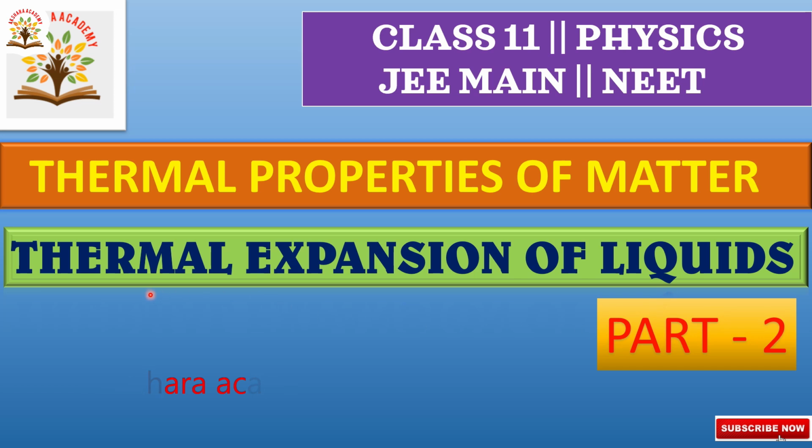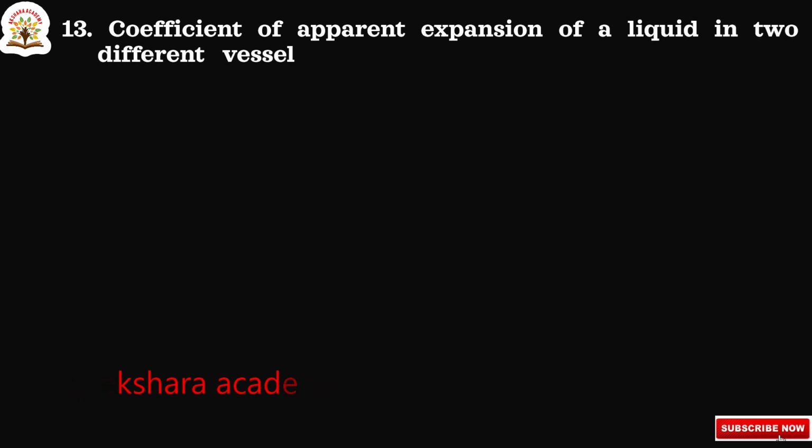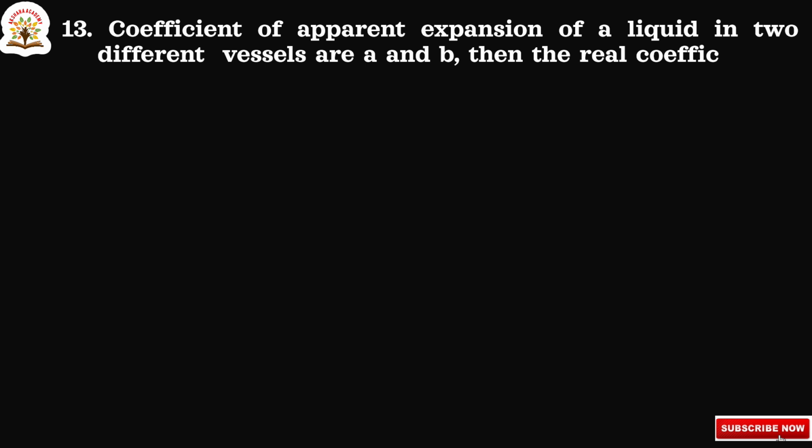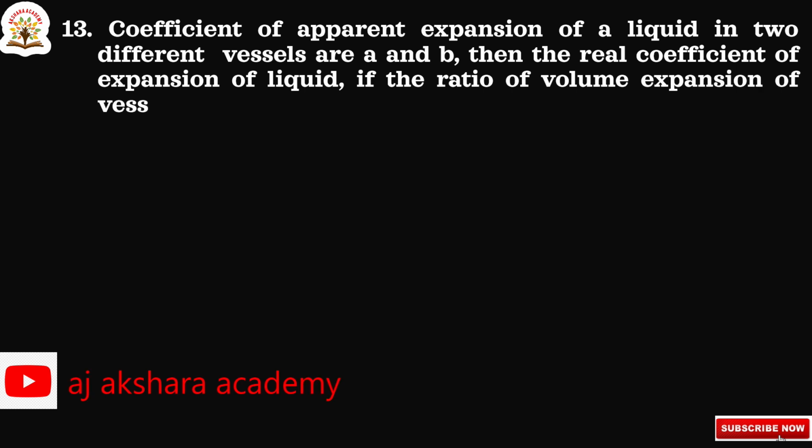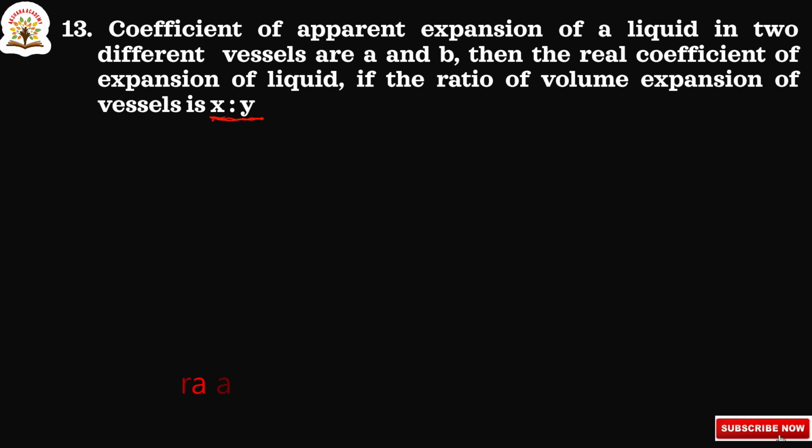Let us go to today's topic, thermal expansion of liquids, part 2. Go to this question. Coefficient of apparent expansion of a liquid in two different vessels are A and B. Then find the real coefficient of expansion of the liquid if the ratio of volume expansion of vessels is x is to y. Here we have to calculate the real coefficient of expansion. The given coefficients of apparent expansion of the liquid in two vessels are one is A, other one is B.